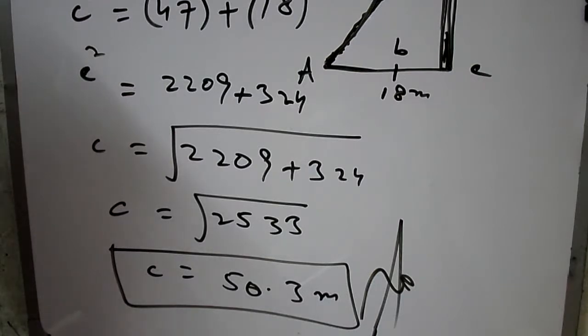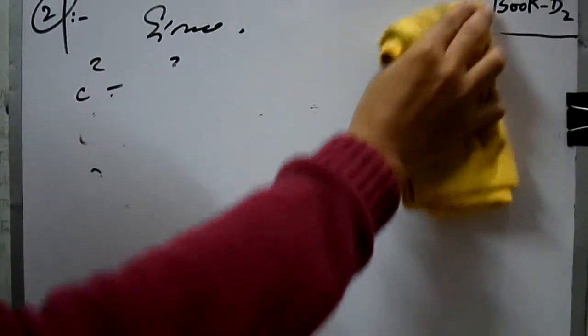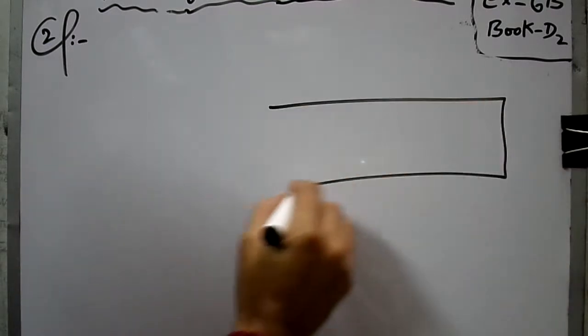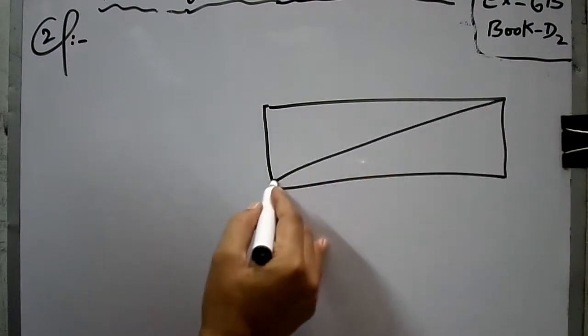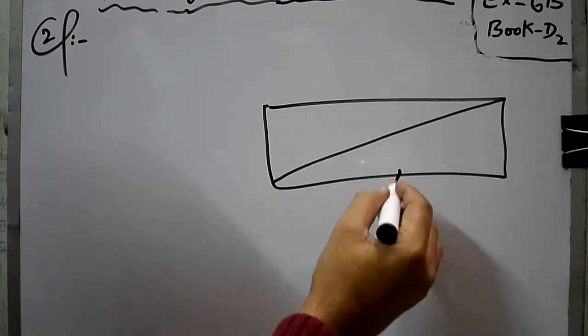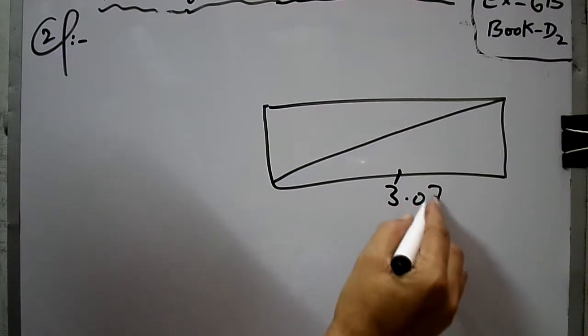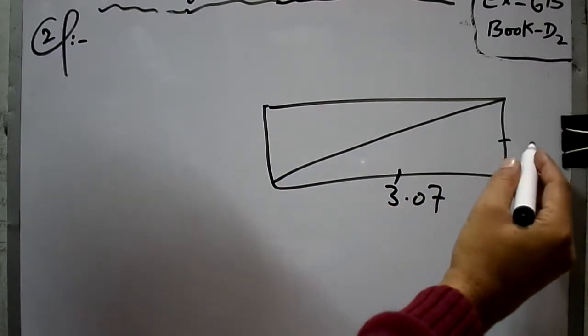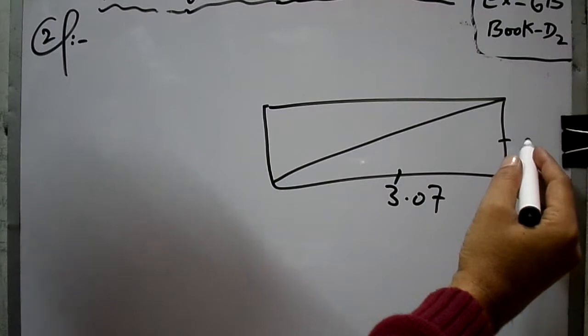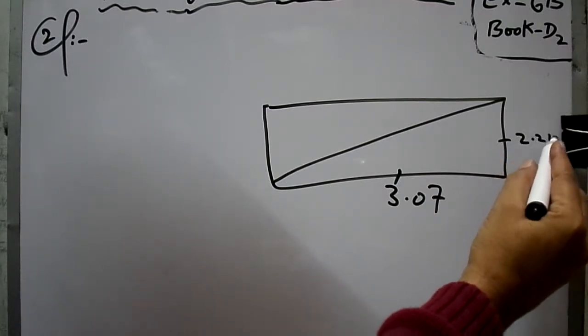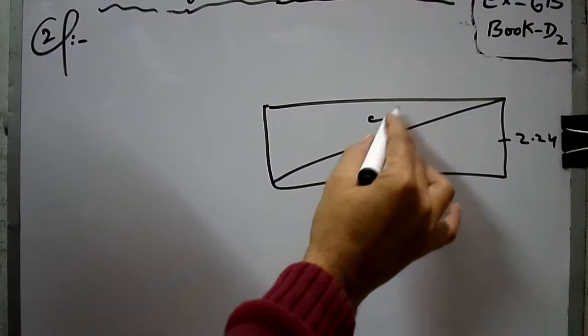Now coming to question number 3, find the length of a longest line segment that can be drawn on a rectangular board. For example, that is your rectangular board. So you have to find this longest length, because it is given, that is 3.07 meter, and that is 2.24 meter. So what is the value of c?